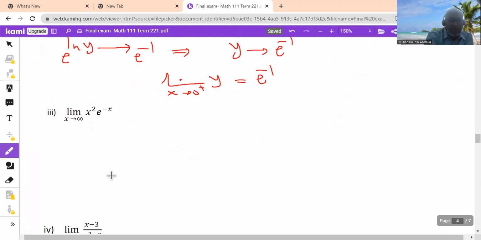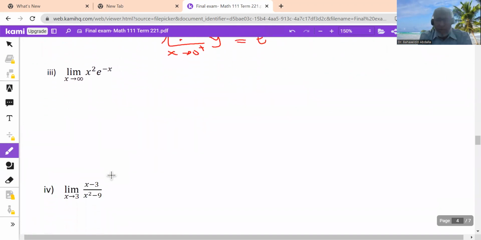What about this limit, x squared e to the power negative x as x approaches infinity? Replacing x by infinity, infinity squared is infinity. e to the power negative infinity is 0. So we have infinity times 0. So what to do? We cannot use L'Hopital directly, but we have to bring one of the functions down. Well, e to the power negative x, you can bring it down easily as e to the power x, because the minus sign in the power takes e to the power x down.